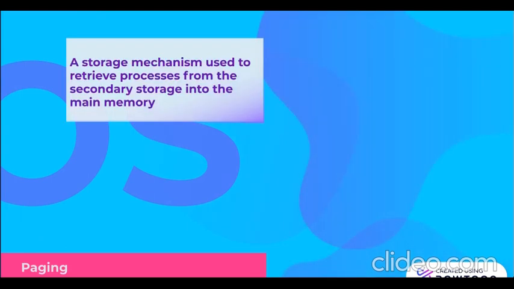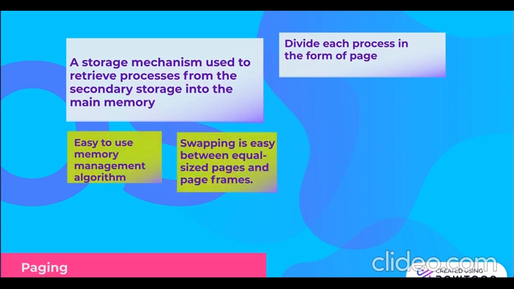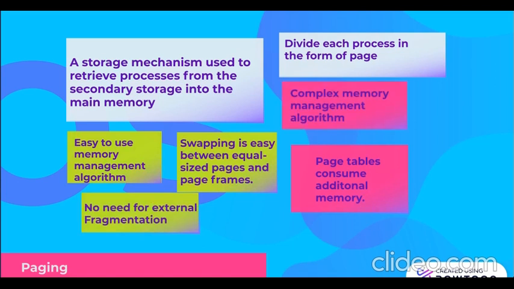Paging is a storage mechanism that allows the OS to retrieve processes from the secondary storage into the main memory in the form of pages. The pages of a process should be protected by using the concept of insertion of an additional bit called the valid or invalid bit. The biggest advantage of paging is that it is an easy to use memory management algorithm. Paging may cause internal fragmentation.